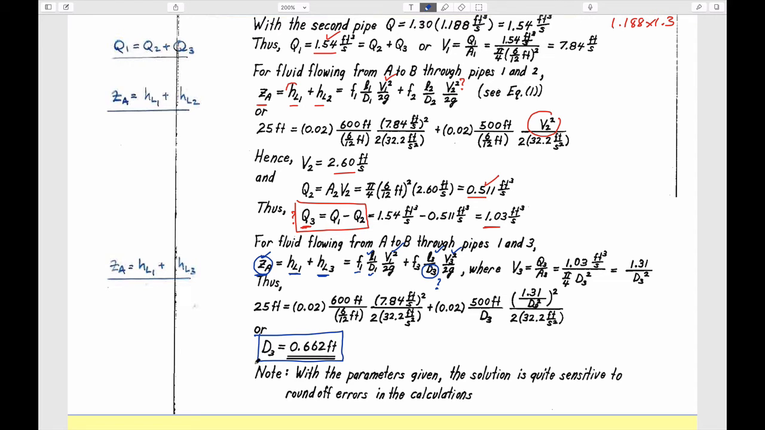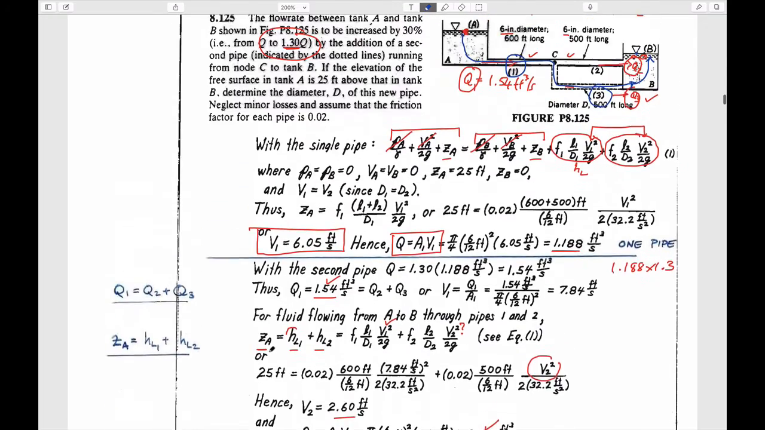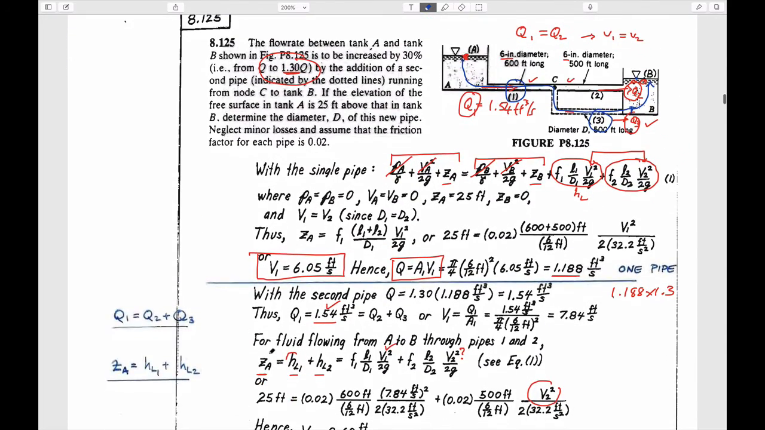So it's a little convoluted, but let's walk through it again just to explain what's going on. We want to calculate what the diameter of the extra pipe is so that we get 1.3 times the flow if there's just one pipe. So we first have to calculate the flow in the one pipe system by writing Bernoulli between the upstream and downstream. We know the friction factors, and so we can calculate what the flow is through the system. Once we know that flow through the system, we can multiply it by 1.3, that gives us the total flow.